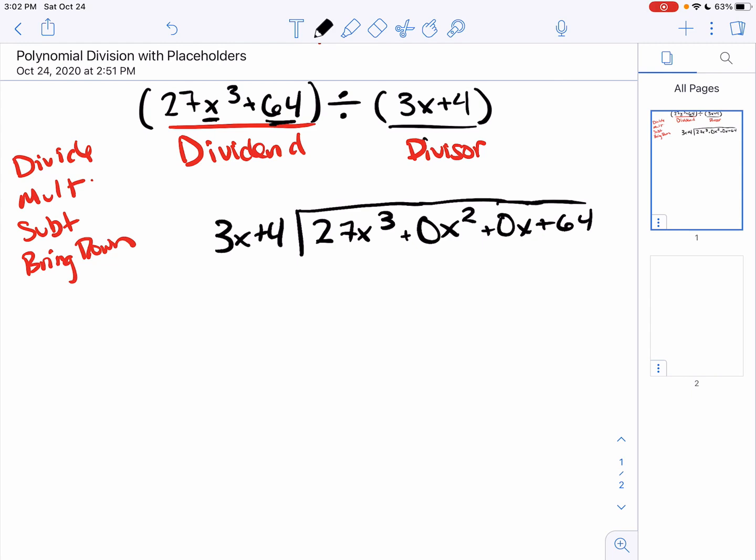So before we do these problems, always make sure when you look at your dividend that the exponents of x are all accounted for. So if there's something x cubed, x squared, x, and then a constant, you're good. But if there's something missing, we always have to add in a placeholder when we actually do our division to make sure that we don't make a mistake.